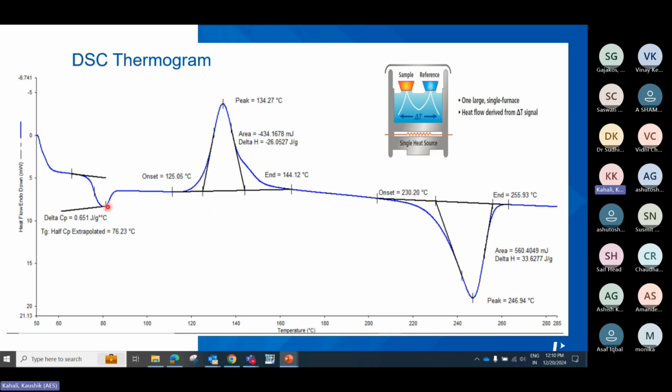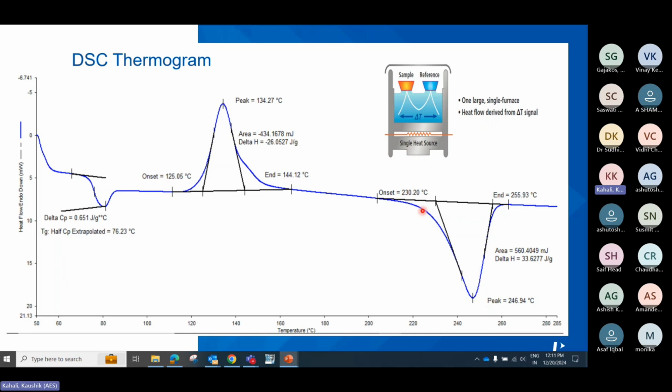While heating, if you can see, this is the x-axis, which is the temperature axis, starting from 50 to 285 degrees Celsius, and this is the y-axis where heat flow endo is down. That means if there is an endothermic peak, that will come downward, because the heat is being taken, and any exothermic reaction will come in the positive part because that is releasing heat. So here you can see two endothermic transitions have occurred in the sample, a glass transition and then melting.